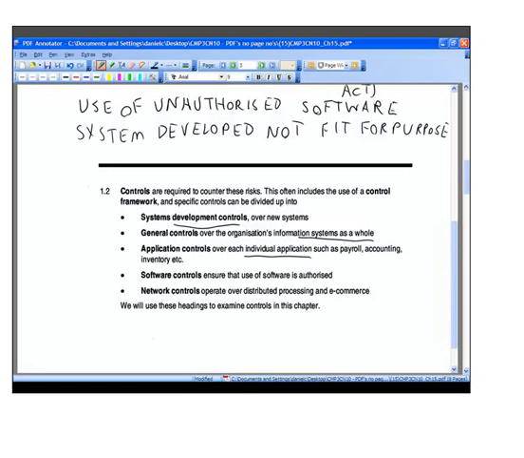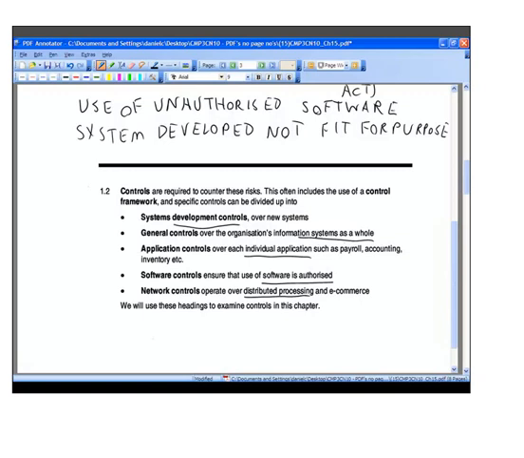And if you are required to do this in the exam, you will be given some clues in the description of the application as to what sort of controls would be appropriate. There are controls over software to make sure that software is authorized, because there are some significant risks relating to the use of unauthorized software.